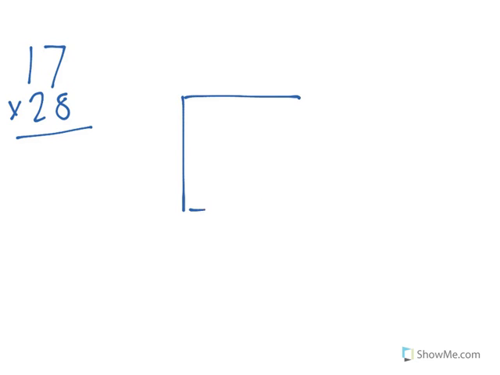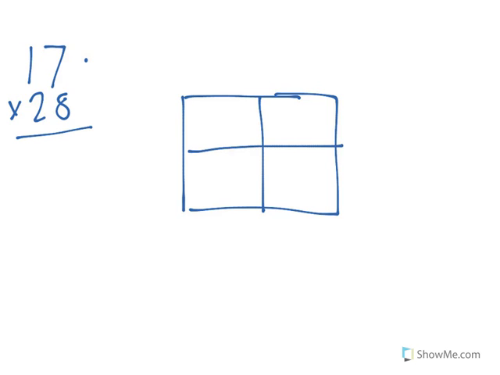Let's look at one more example. Let's say that we have 17 times 28. I'm going to start by making a square, and I'm going to divide my square up into 2 columns because I have a 2-digit factor. How many rows would I need? That's right, 2, because I have a 2-digit factor here.